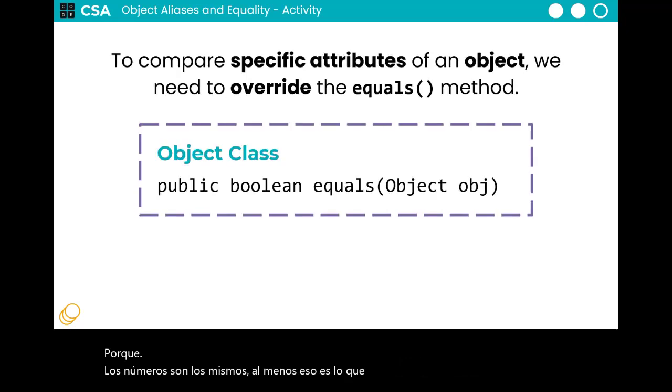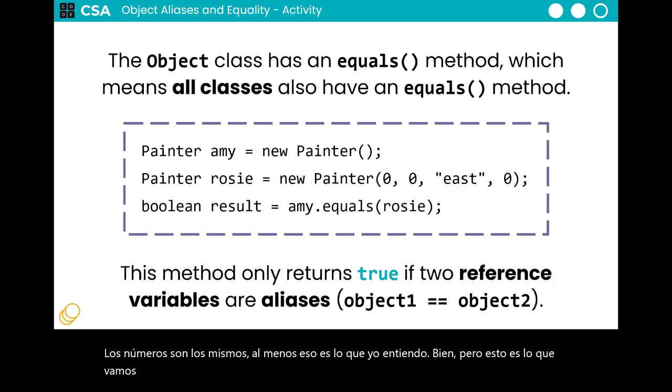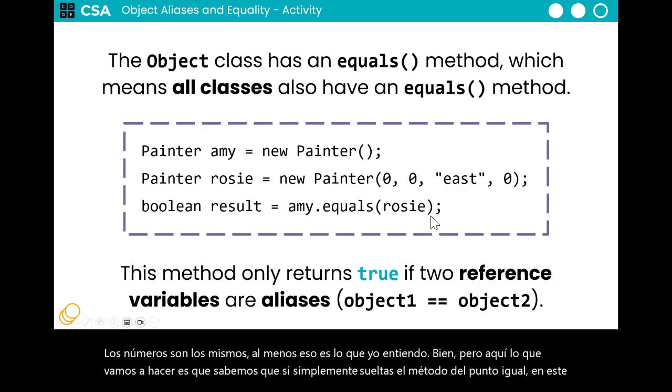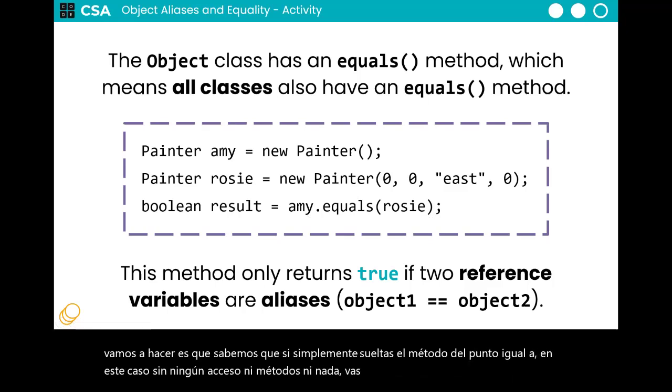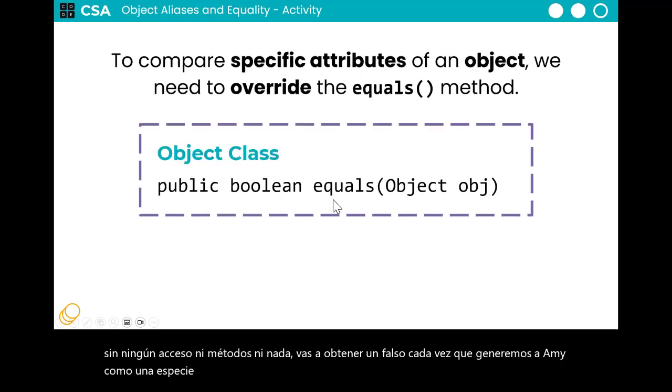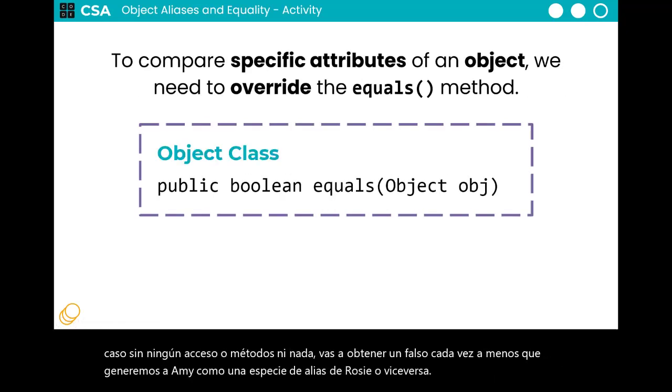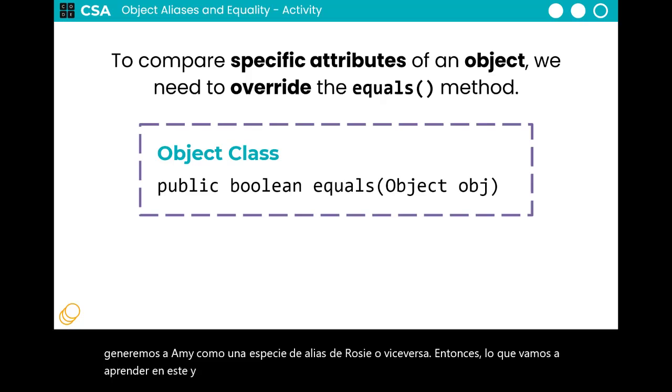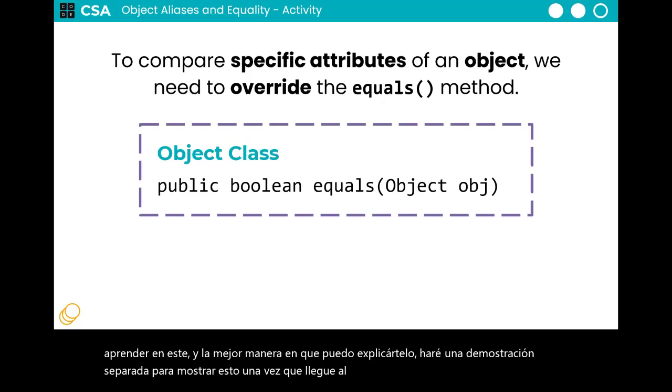Okay, but here we know that if you just use the dot equals method, in this case, without any accessor methods or anything, you're going to get a false every time, unless we spawned Amy as some sort of alias of Rosie or vice versa. So what we're going to learn in this one, and the best way I can explain it, I'll do a separate demo to show this once I get to the code, is if we want to compare specific attributes of an object, we need to override that equals method.